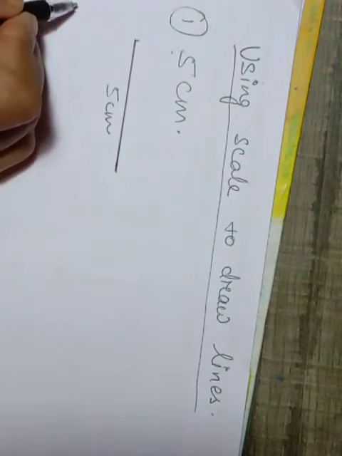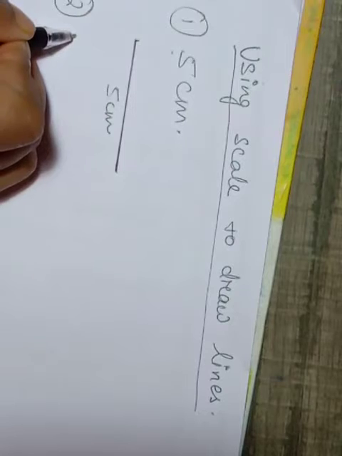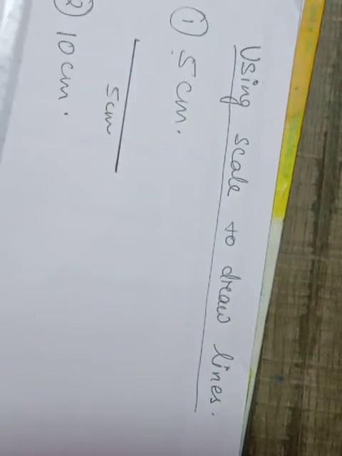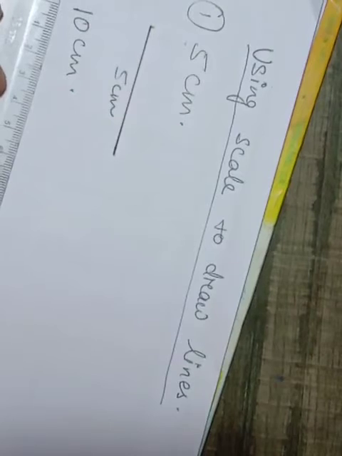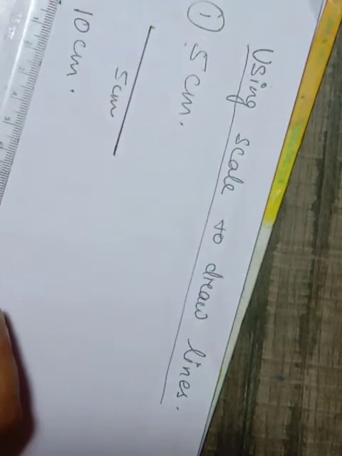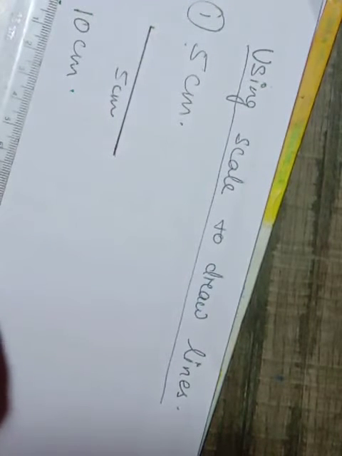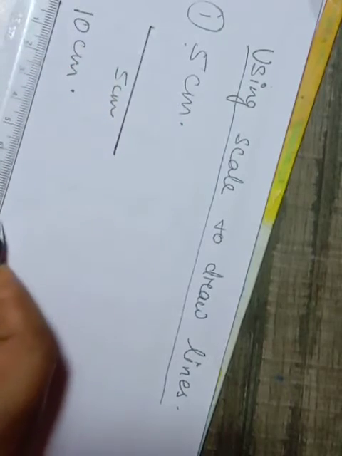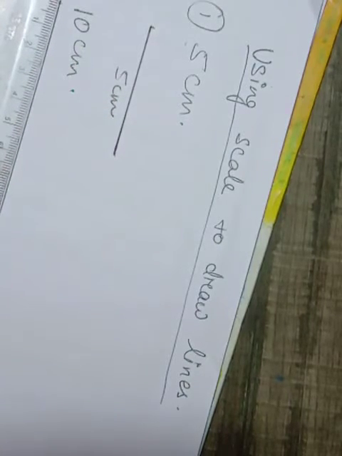Now again, if I'm drawing one more, say 10 centimeter, how will I do it? I'll start from which number? Very good. I start from the beginning part, that is 0, and I go up to 10. Where is the 10 on this scale? It is 0 1 2 3 4 5 6 7 8 9 10. So this is the last point. I'll stop here, make a point here, then join the 2 points. This is 10 centimeter.